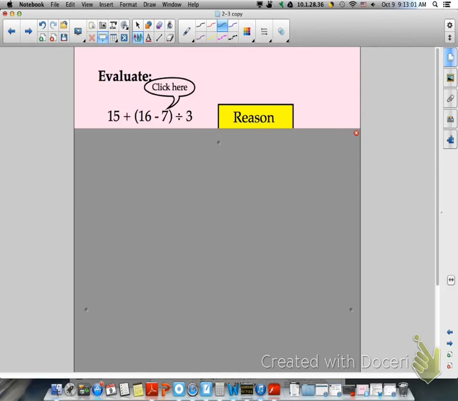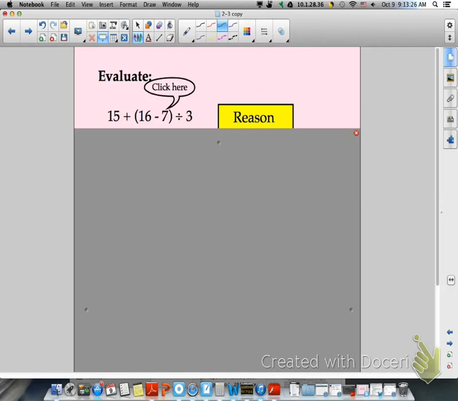Yes. Is there an exponent? No. What about division or multiplication? No. Division? Yes. Addition? Yes. Subtraction? Yes. Yes. Okay. Now, where do you start? Start with the parentheses. Now, how many operations do you have inside the parentheses? One operation. What is that? Subtraction. Can you take care of it right away?